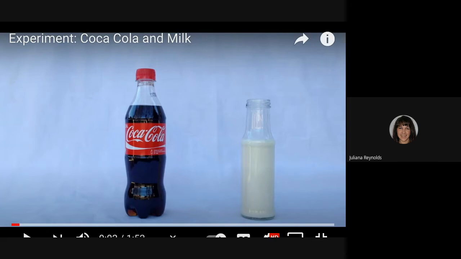Go ahead, Ayn. I don't know how to fill out the chemical properties because I don't know any of those for the Coke or the milk. Do I search it up? You can. Oh, okay. Yeah.